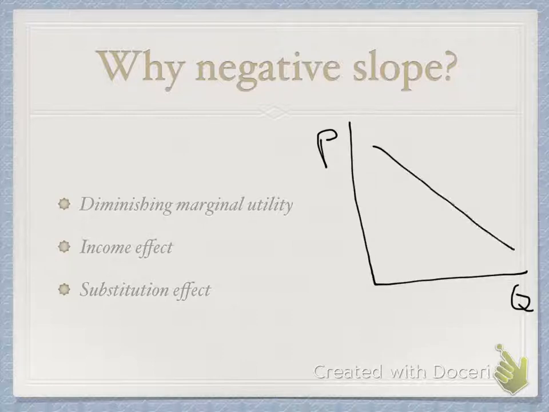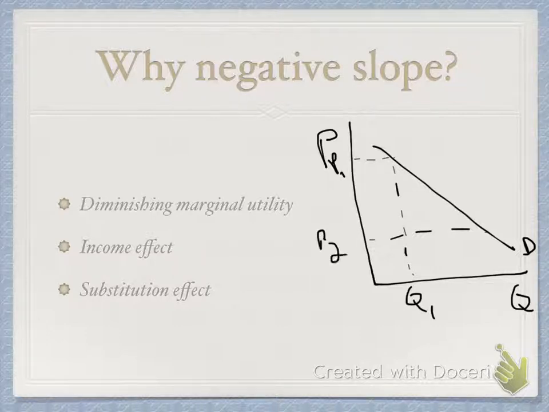Okay, and we set up our axes as price on the y-axis, quantity on the x-axis, and this is the inverse relationship. Right? At a high price, say P1, quantity demanded is low, and you lower the price to P2, and the quantity increases to Q2. Right? Negative slope. Diminishing marginal utility is reason number 1.